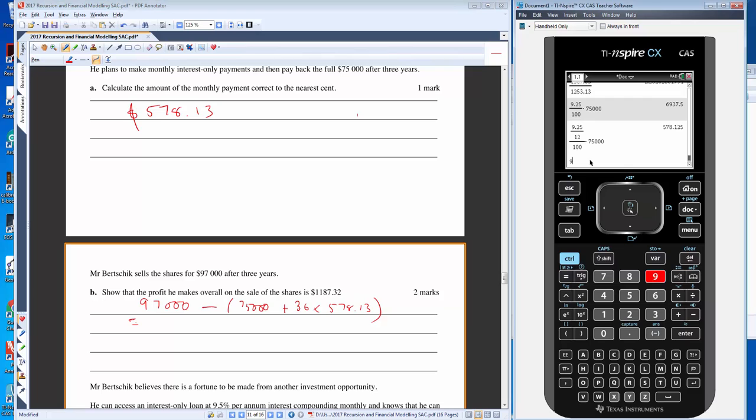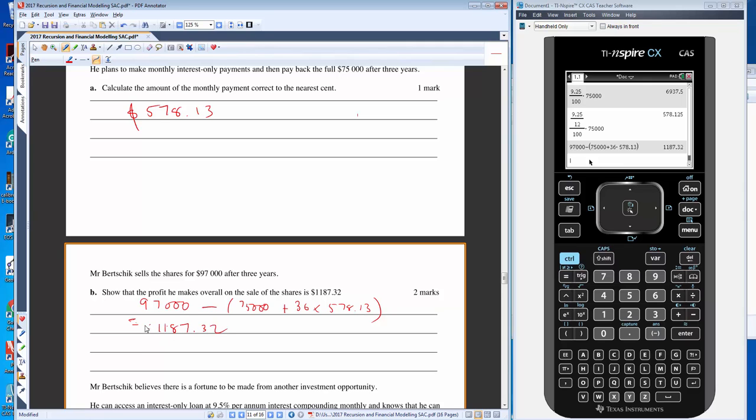So we're going to do 97,000 take away 75 grand, plus 36 times 578.13. Well, bang, there it is. Alright, so 1187.32.